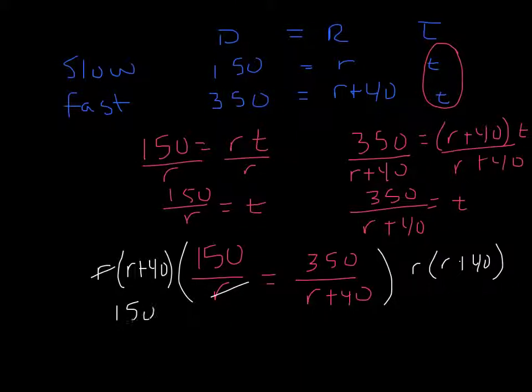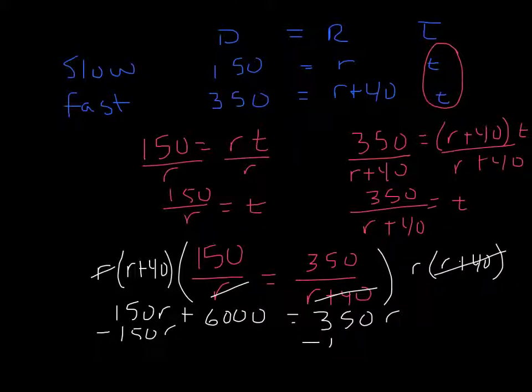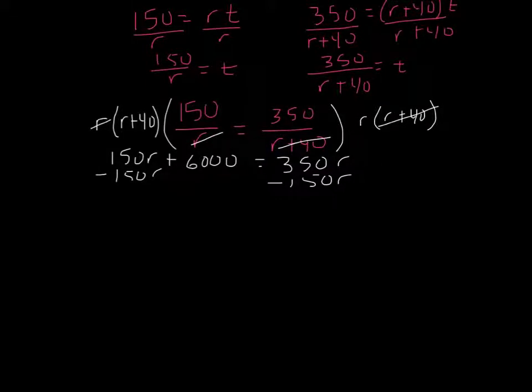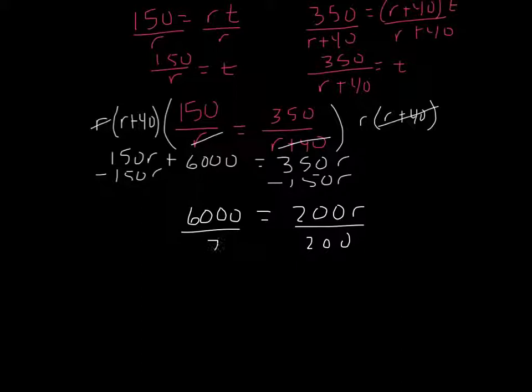So we have 150r plus, and that works out to be 6,000, equals, and we cross out the r plus 40s, 350r. Subtract 150r. Okay, and we have 6,000 equals 200r. Divide by 200. Cross out our zeros. We get 30 equals r.